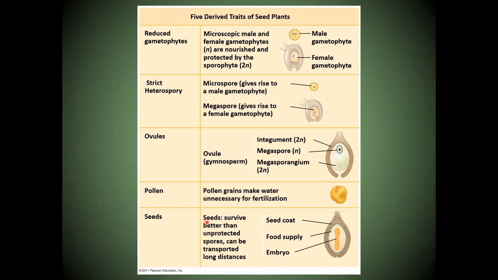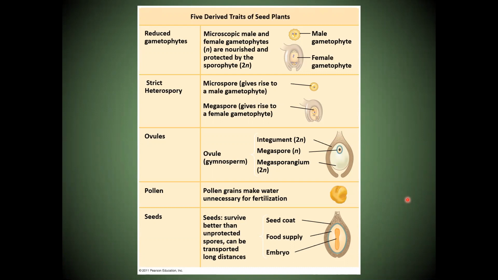Seeds survive better than unprotected spores. Spores have the ability to survive harsh, severe environments, but seeds can do it better for a longer period of time. Certain seeds can go dormant for years, a couple of seasons in certain cases, but years in many cases, right? And in fact, you can store seeds for many years, and then they will still germinate if adequate conditions are met. And seeds can be transported longer distances, which will help that particular species to expand their distribution range, right?